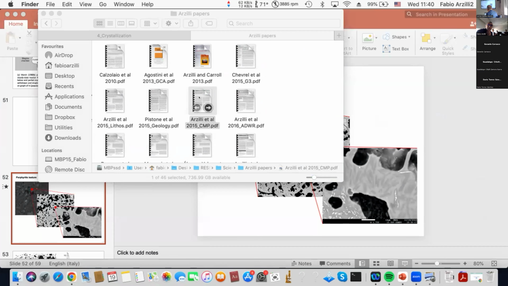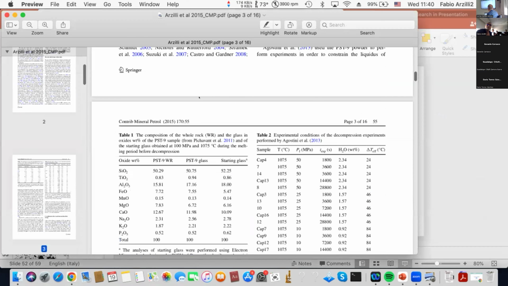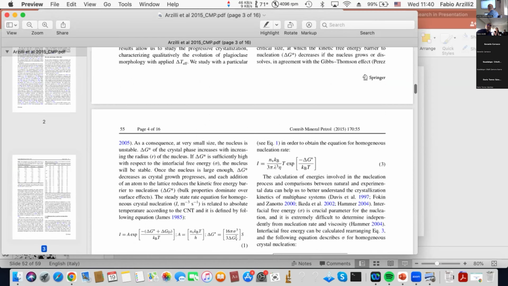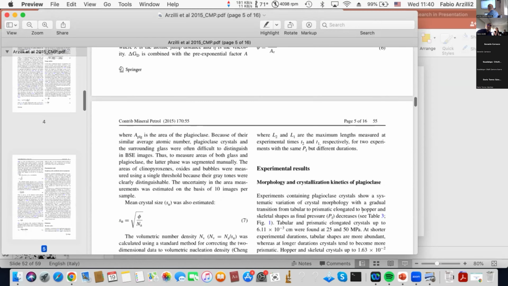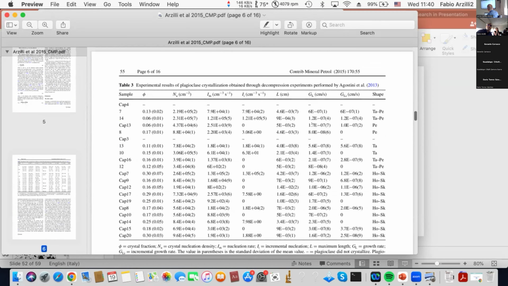So these are experiments that I performed on Stromboli basalt. And these are all the conditions with all the undercooling. These were fixed temperature decompression experiments from 100 megapascal to 50, 25, and 5 megapascal. So the undercooling will increase from 24 to 97. And then I think I reported, yes, I reported the growth rates. So these are the values that you want to take.